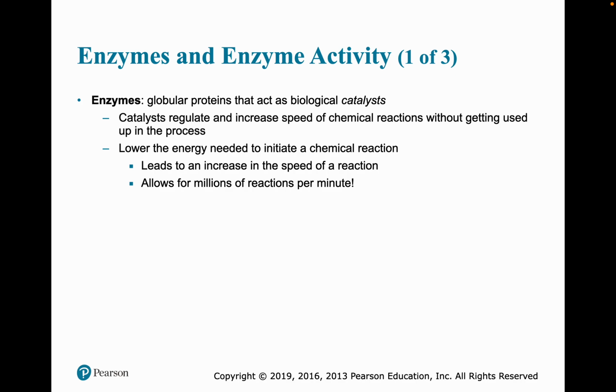The big takeaway from this protein structure should be the enzymes. Those are biological catalysts. Catalysts are going to increase the speed of chemical reactions without getting used up in the process. They're going to lower the energy needed to initiate a chemical reaction. They're going to lower activation energy. That causes the reaction to go much faster, and we can get millions of reactions in a minute using these enzymes. All of the genes in your nuclei code for proteins, and many of those are enzymes that allow us to be alive.